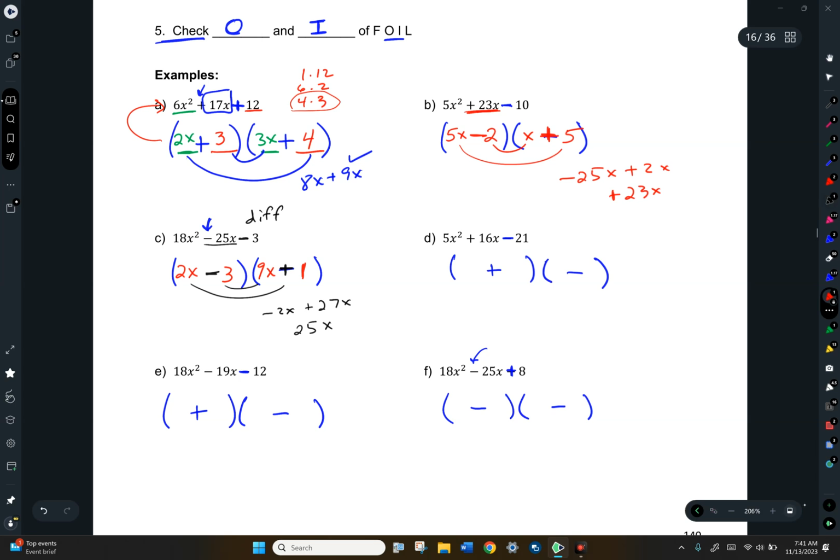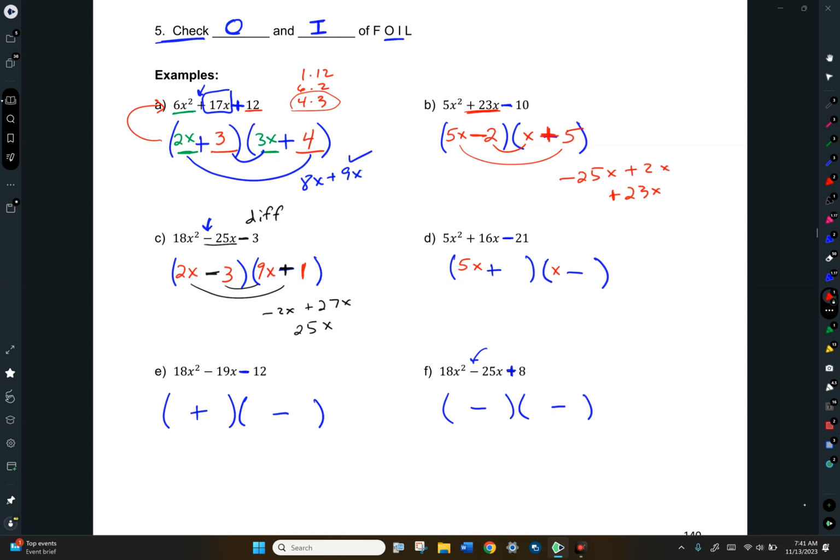Okay, so let's go to letter D. This time, the first ones have to multiply to be 5x squared, so no choice. It has to be 5x and x. The last ones have to multiply to be 21. So I could go 21 and 1 or 7 and 3, and we're going to always start with the smaller numbers. That doesn't mean it's going to work. It just means that more often than not, the smaller numbers work instead of the larger numbers.